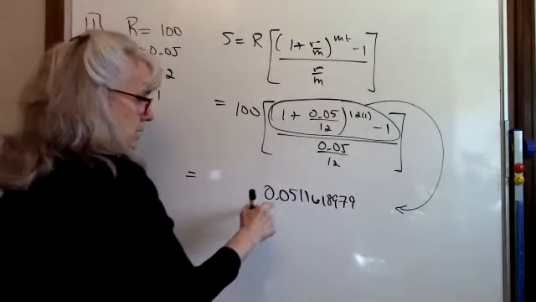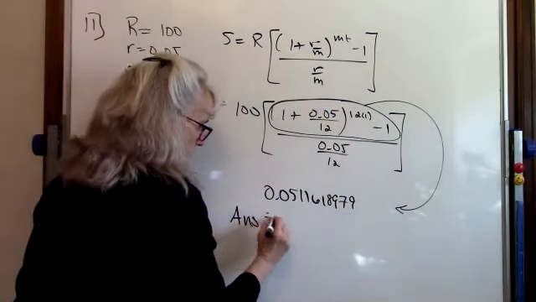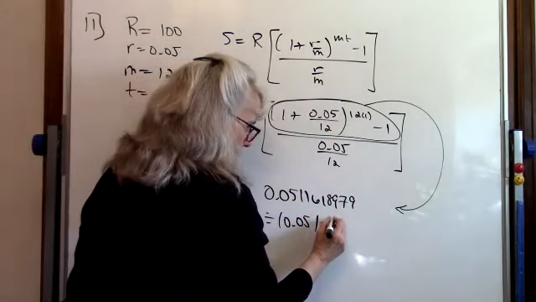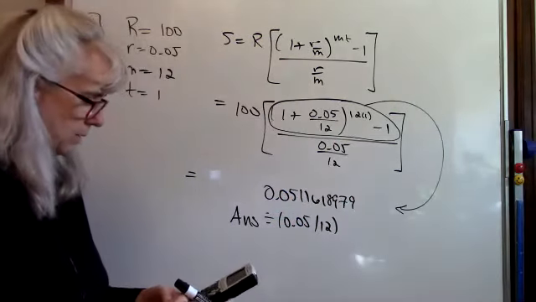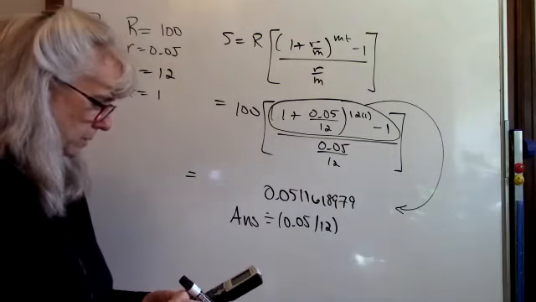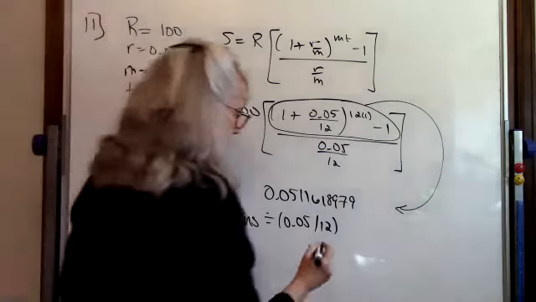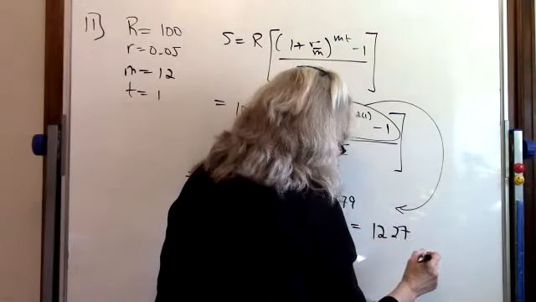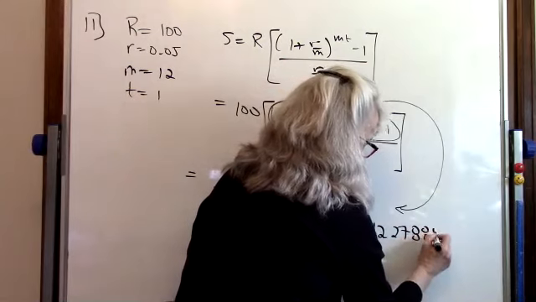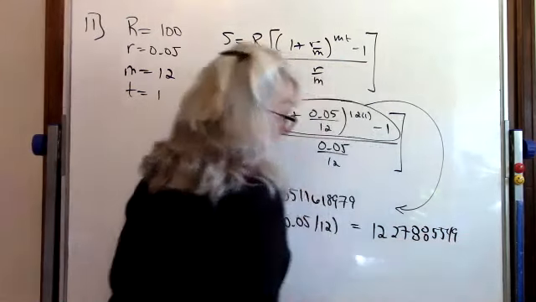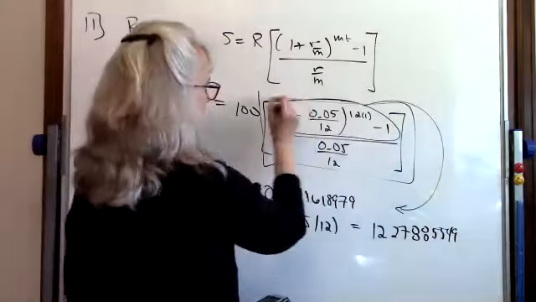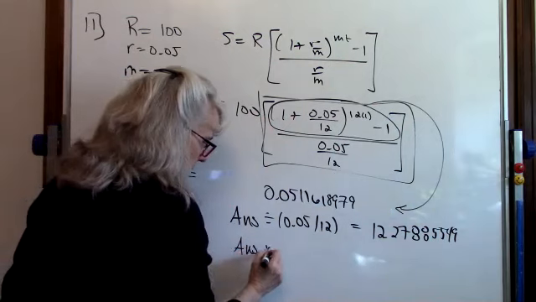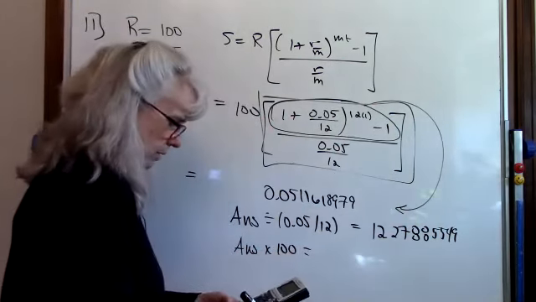And now what I need to do is take that answer and divide it by the stuff that's in the denominator in a set of parentheses. So 0.05 divided by 12. So answer divided by 0.05 divided by 12. So at this point, what I now have sitting on my calculator is 12.2788885549. So that's everything that's sitting inside the bracket. And then all that's left to do is to multiply it by the 100. So we're going to take that answer and say times 100 to get our final answer.